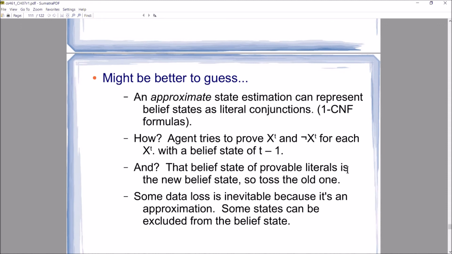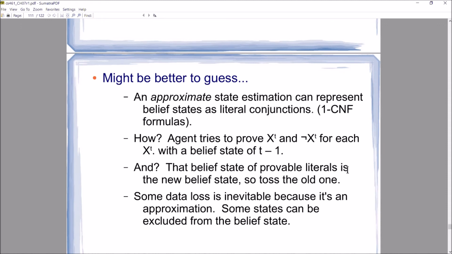Okay, so you try to prove all of the different literals and the negation of those literals for each one of the literals, given your belief state from the previous turn. And all the literals that you can prove become your new belief state. So the old belief state, toss it.